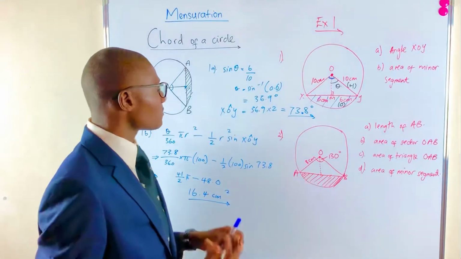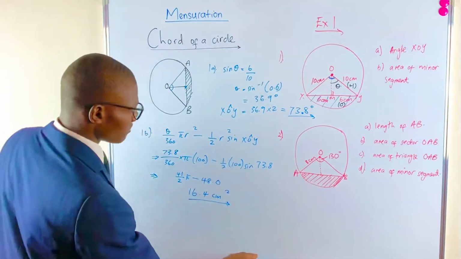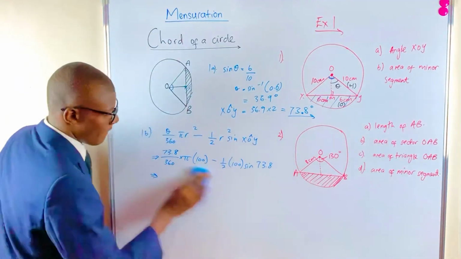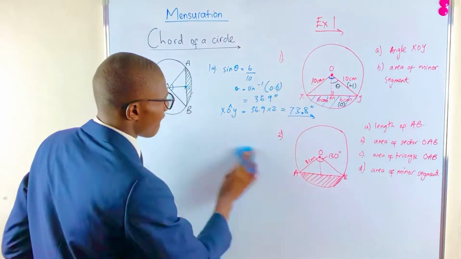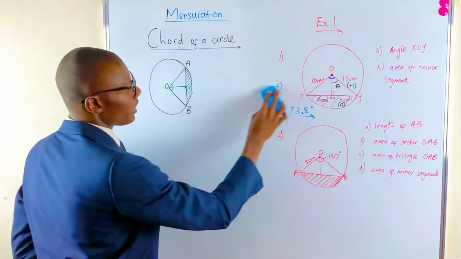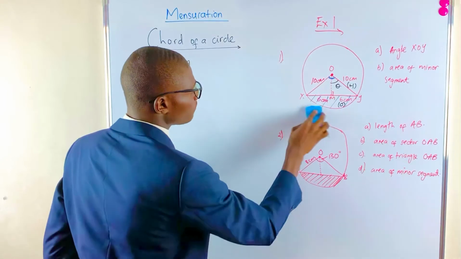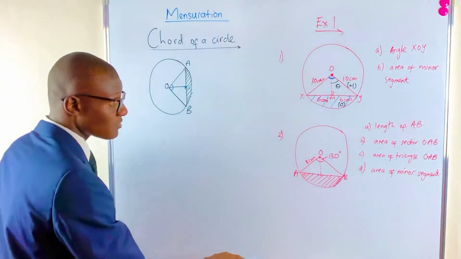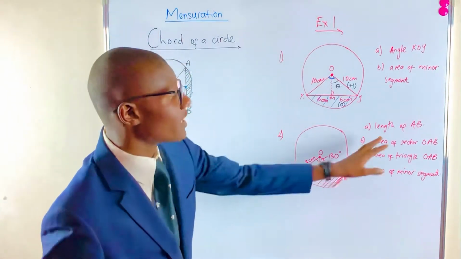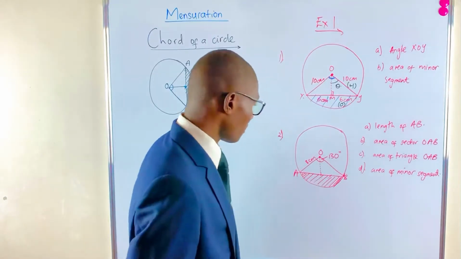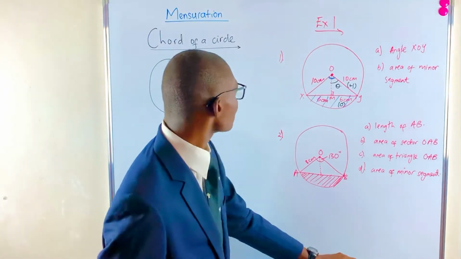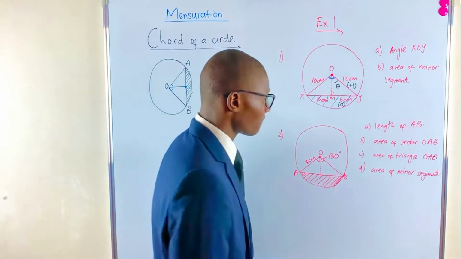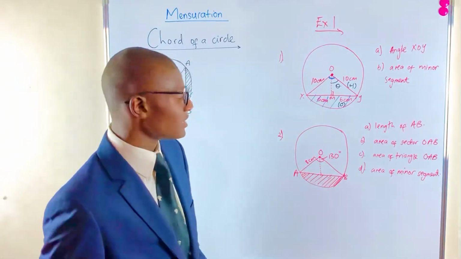Now moving on to number 2. So allow me to erase this part and leave. Okay, so moving on to number 2. The first part requires us to find the length of AB, AB being that. But what do we know?